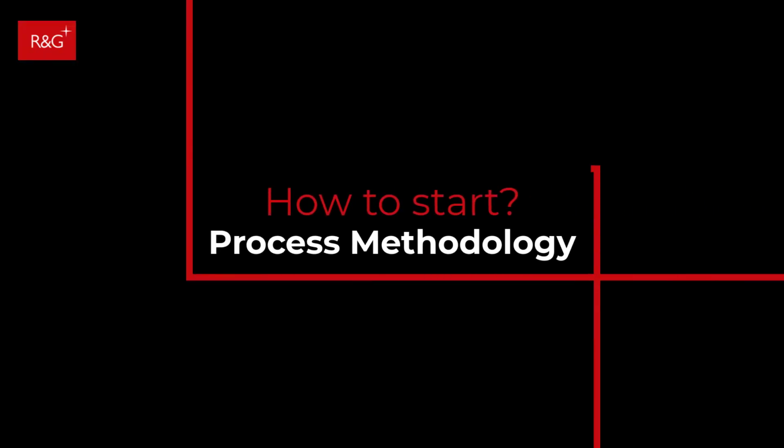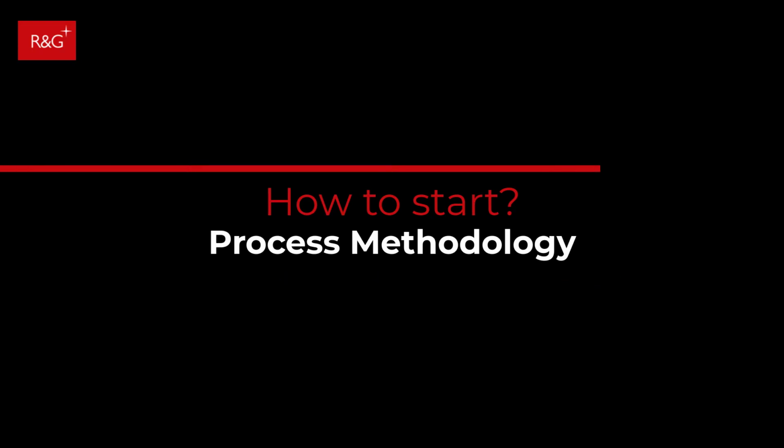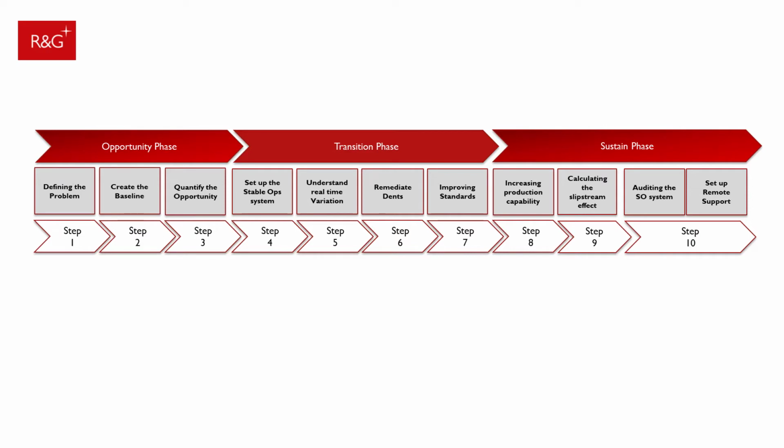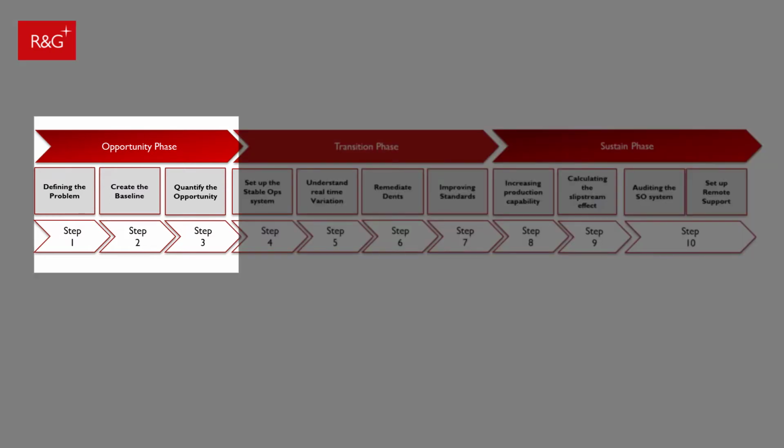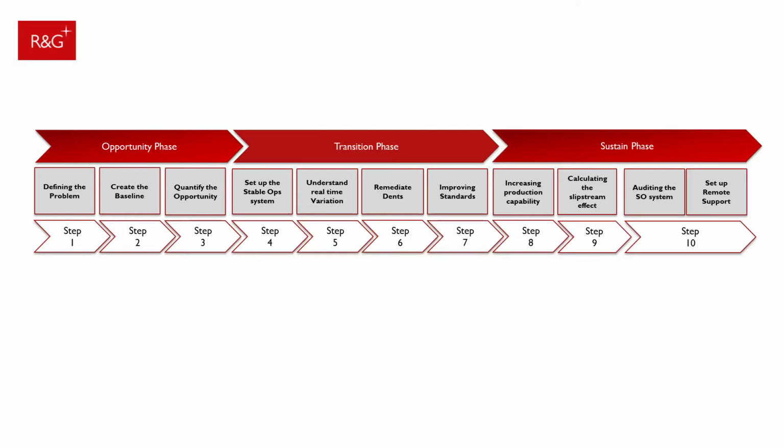How to start? Process methodology. Our methodology consists of 10 steps, 3 main phases, and 30 deliverables. In the first phase, the opportunity phase, we perform a StableOps quick scan with different surveys that check the consistency and use of operational standards, your performance measurement system, and change capability. We look at granular level operational data to unlock new insights.